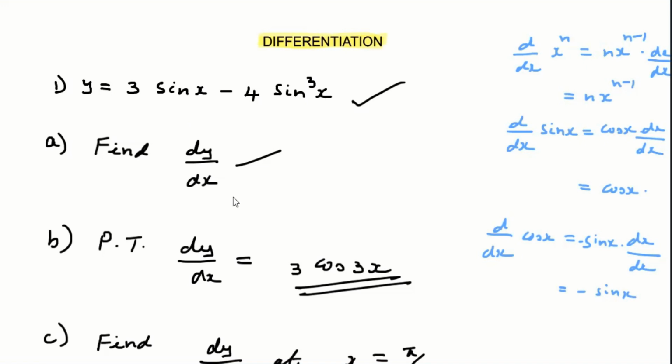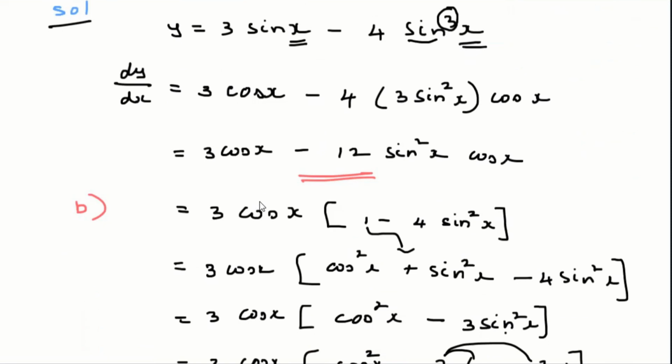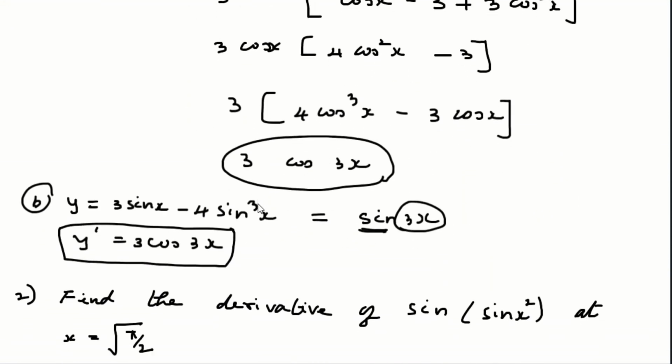So think of rewriting the question as one term so that you will end up with the answer fast. Okay, now let us move on to the third subdivision. Find dy by dx at x is equal to pi by 3. So here I have got the answer.